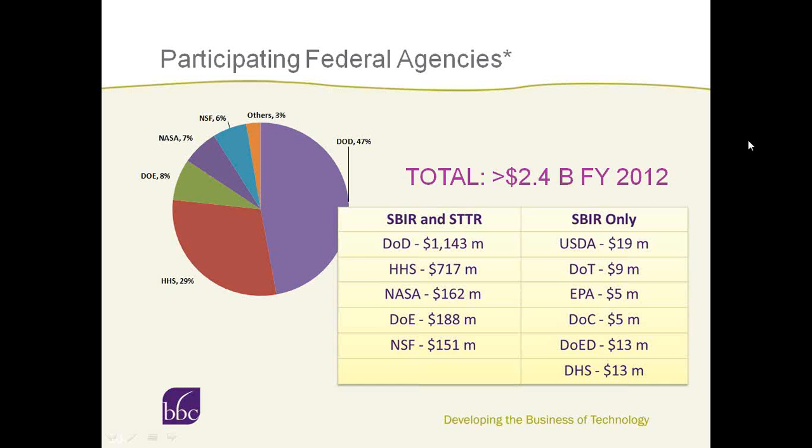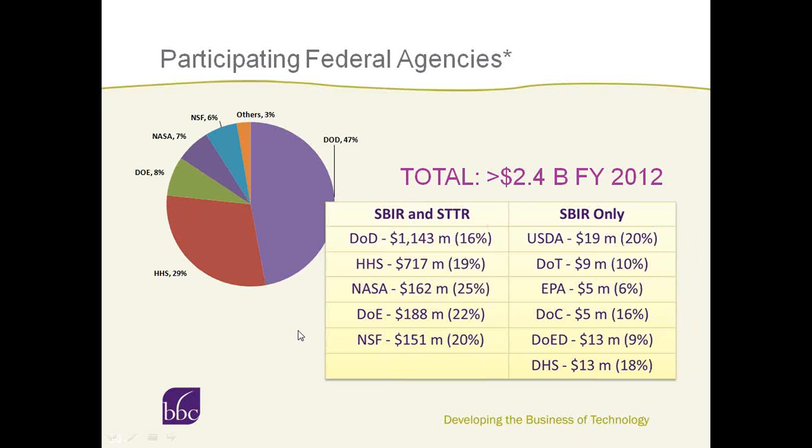If you don't recognize the acronyms, of course, USDA is Agriculture, Department of Transportation, EPA, Department of Commerce, Education, and Homeland Security. Smaller agencies, but maybe not so important the size of the budgets, but what are your chances of actually getting funded by the agencies? These percentages that you see in this slide beside the budget figures represent the success rate of phase one proposals submitted to that agency in fiscal 2011. That's the year that the most complete data were available.